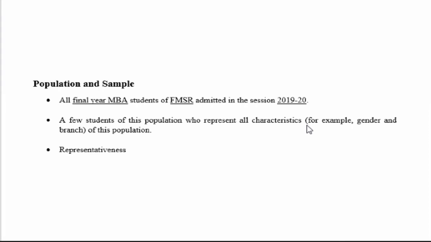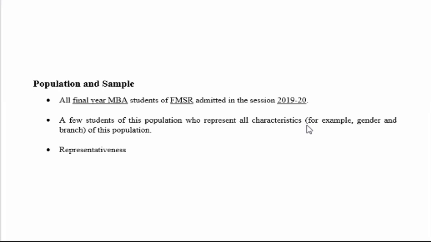So this population here does not mean the actual number of people. Population in statistics is defined as that group of individuals, companies, objects, products, whatever is under study. So that is your population. For example, all final year MBA students of FMSR in the session 2019-20. This is an example of population.